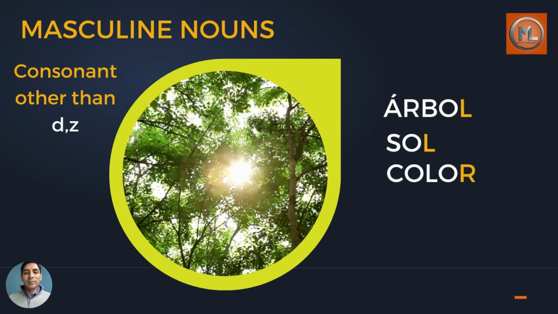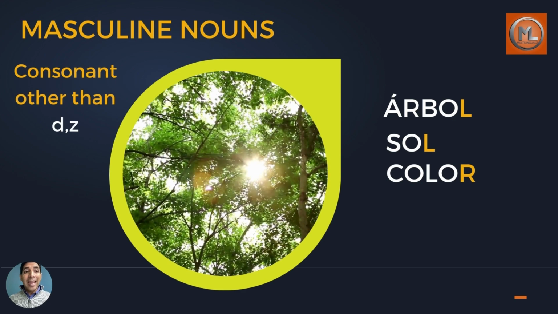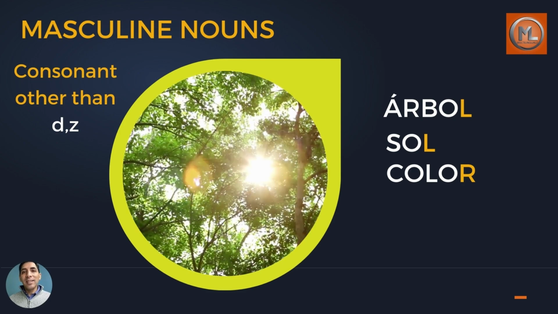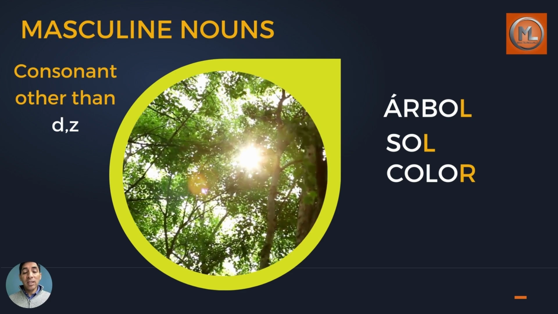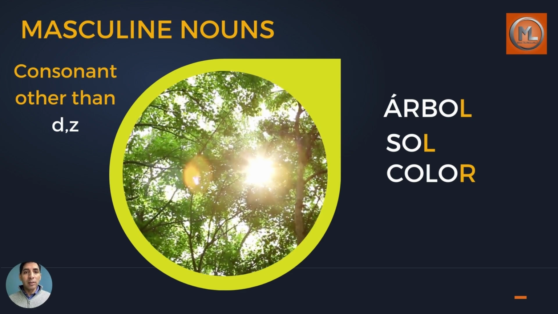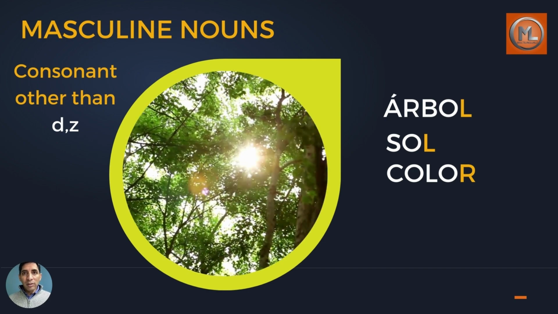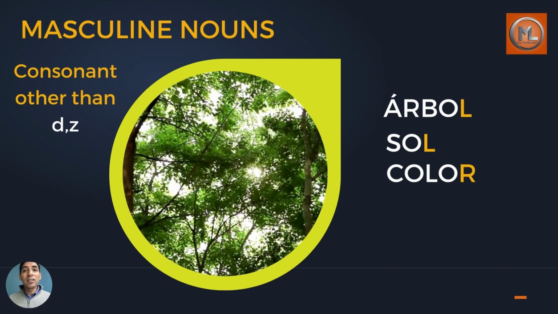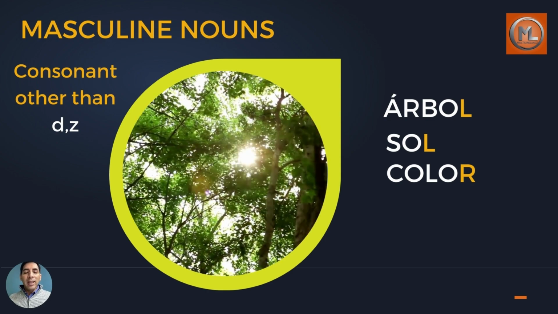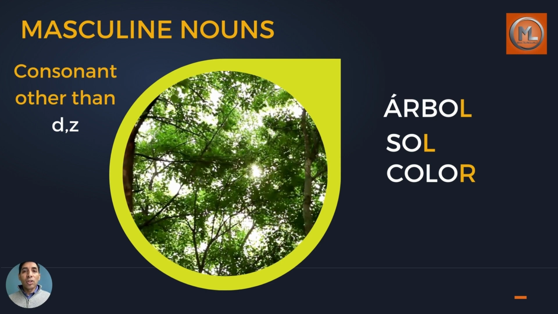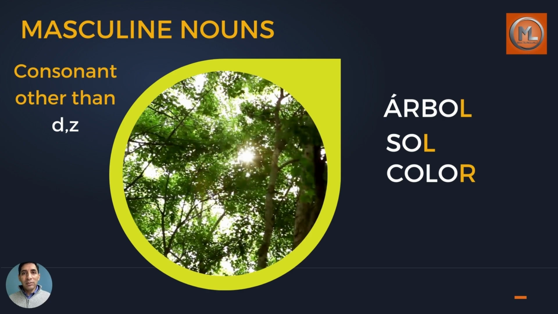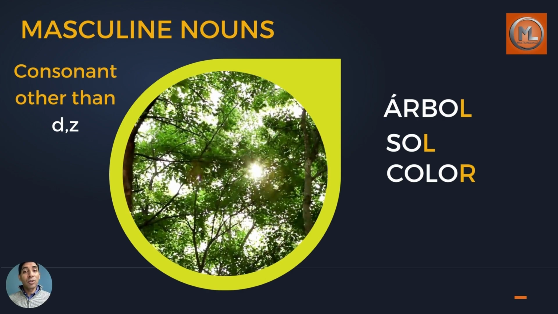Masculine nouns are words that end with any consonant except D and Z, such as, for example, árbol, the tree. You can see a tree in the video, árbol. You can see the sun, sol. And we can see color, color, árbol, sol, color.